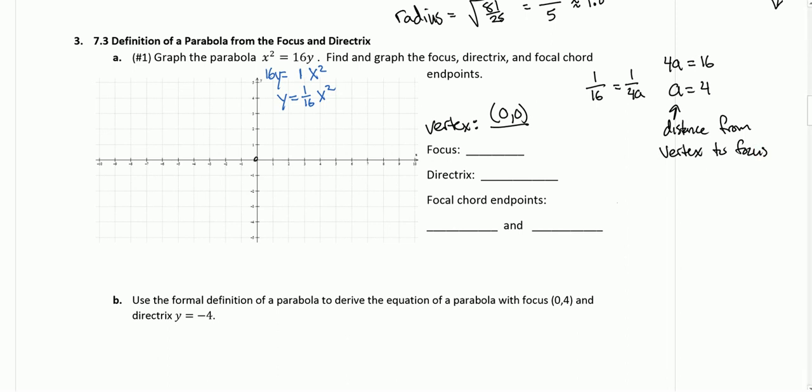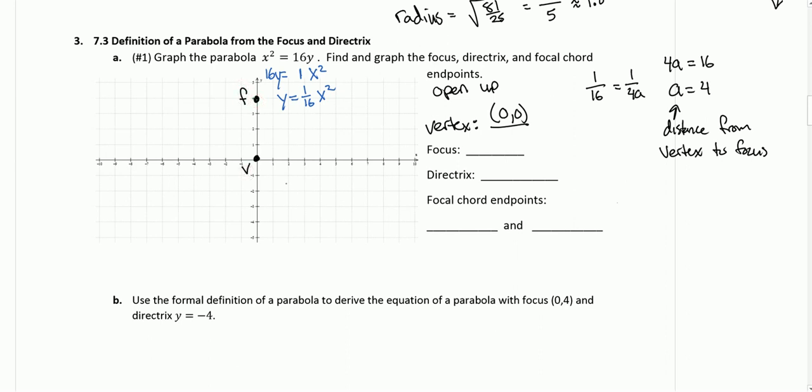So let's graph our vertex at 0, 0. Our focus, well, here our parabola we know is going to open up for 2 reasons. First, it's a y equals, and the y-axis goes up or down, and so we know it's either going to open up or down. And second, that 1/16 is positive, so we're opening in the positive y direction. So the focus always goes in the direction of the opening. So it's going to be 4 units above our vertex. I'll put F next to focus. I'll put V next to vertex.